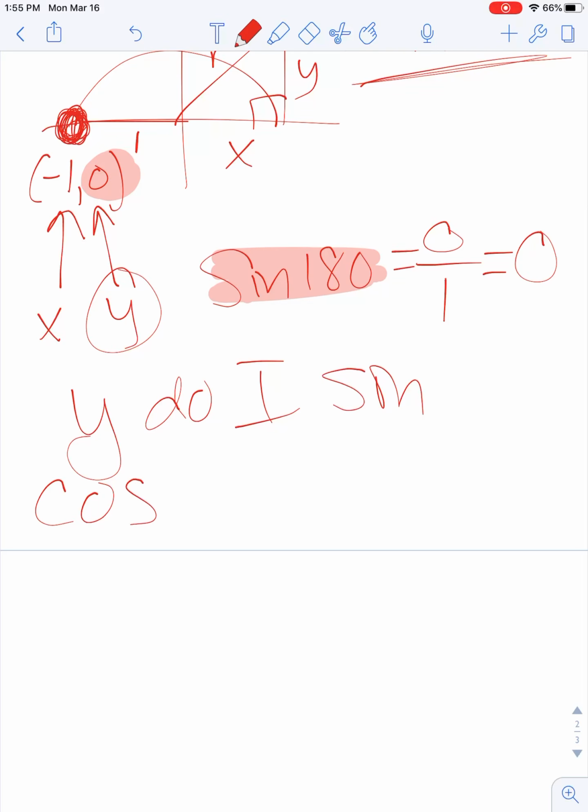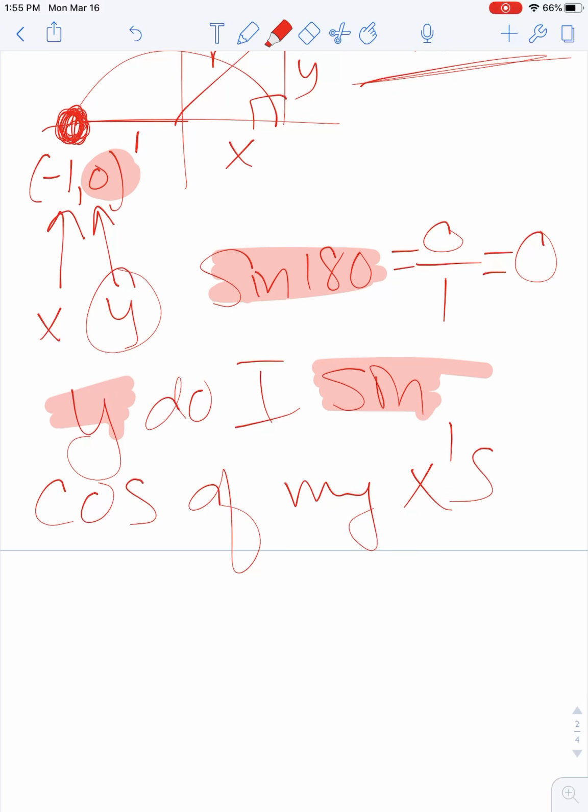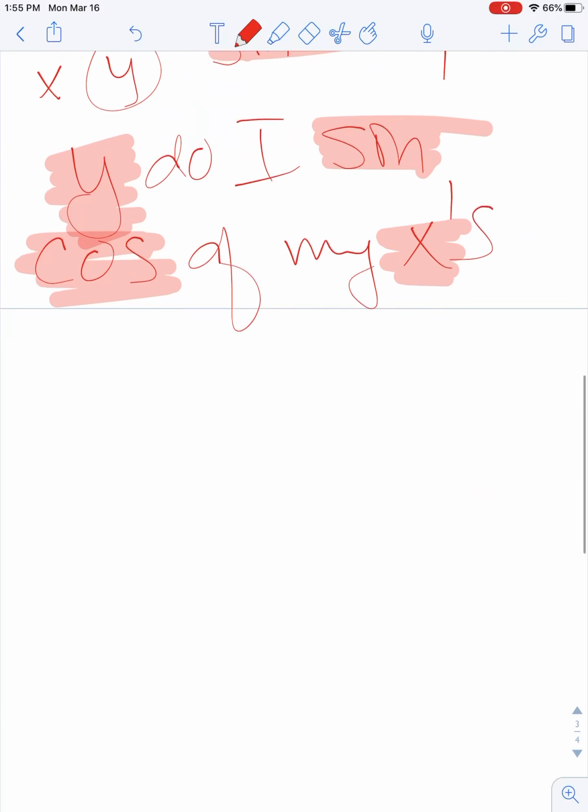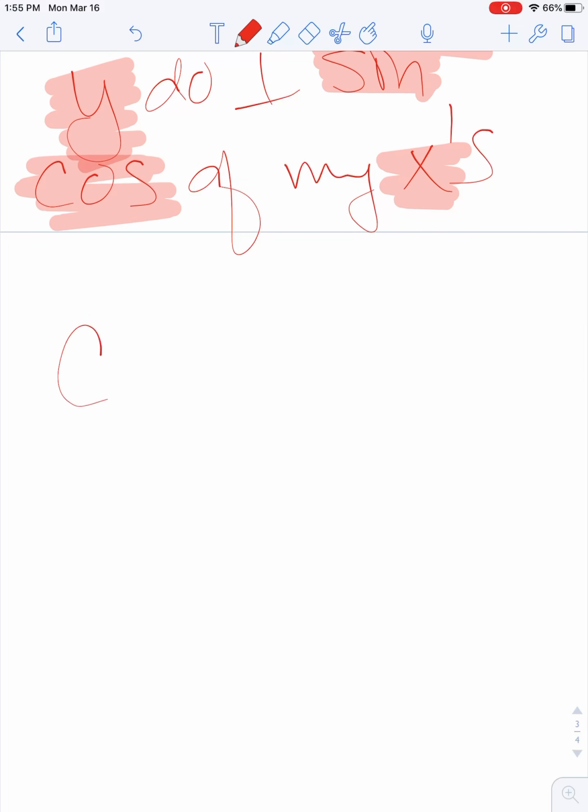Think of cosine, because of my x's. Sine is just the y value, and I know I'm saying sin, but I mean sine there. Cosine is just my x value, if you remember that little phrase. Okay, so let's try cosine.